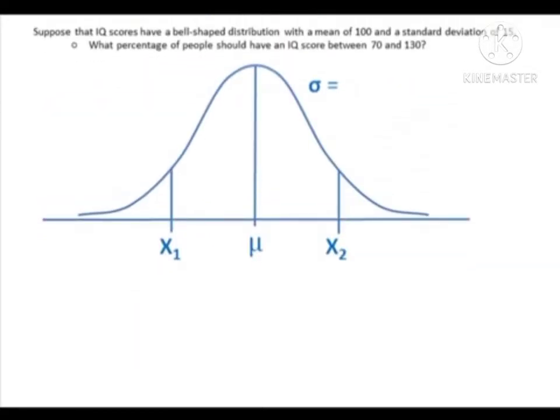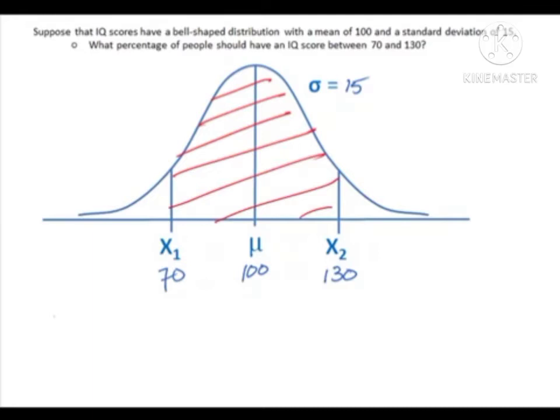Now let's take a look at this one. Suppose that IQ scores have a bell-shaped distribution with a mean equal to 100 and a standard deviation of 15. What percentage of people should have an IQ between 70 and 130? We shade again the inside of the graph.